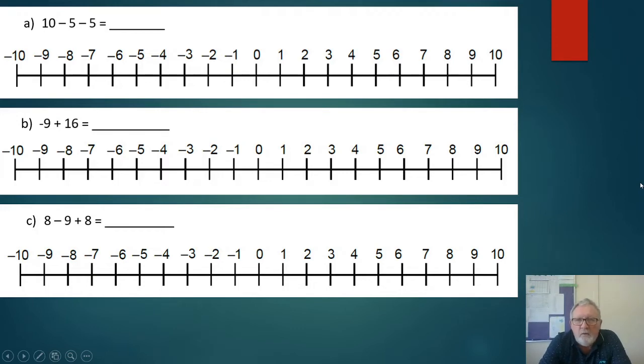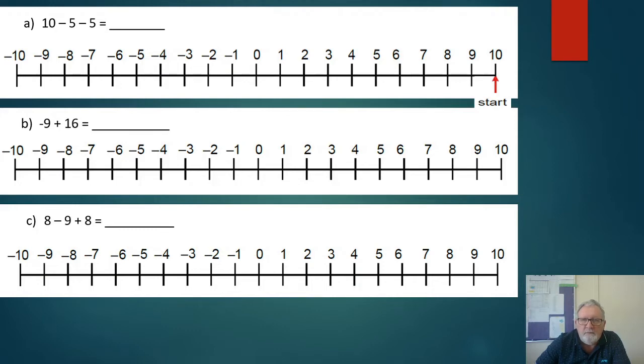All right, let's see how you went. Remember, starting point. So if you had trouble on the first one, you can pause the video again as we're marking these so that you can have a go yourself. Right, the first one, 10, take 5, take 5. That's a little bit more like what we're used to seeing. So let's see how to do it on a number line.